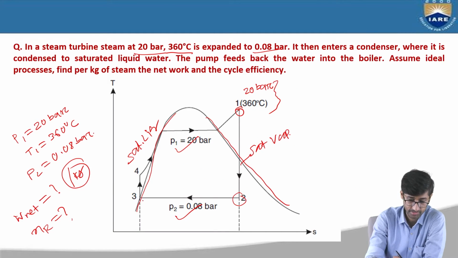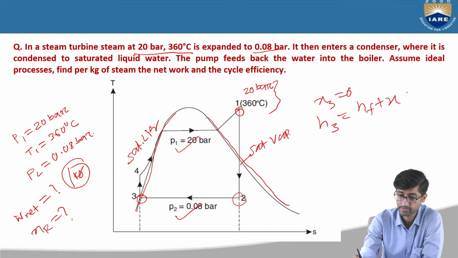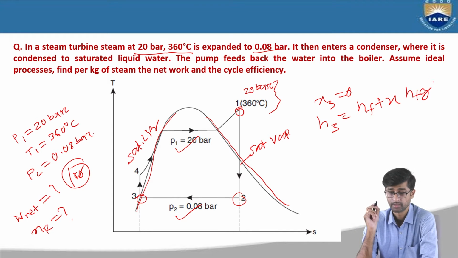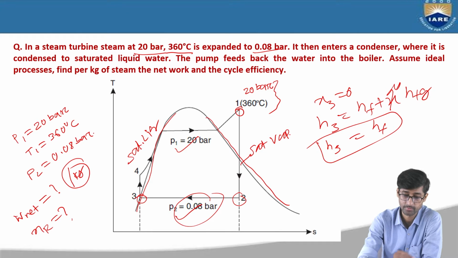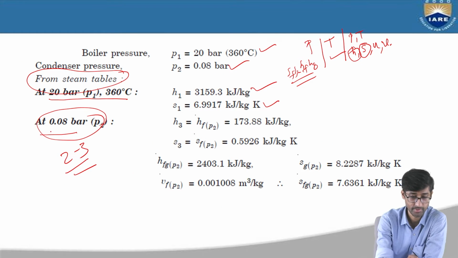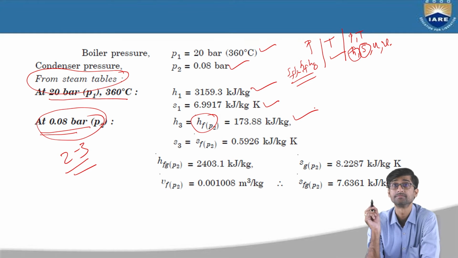If you see this diagram, these points will be here, where the dryness fraction is equal to 0. Now, what is H3 here? H3 is HF plus X into HFG, correct? If the dryness fraction is 0, that becomes HF. So H3 becomes HF, at what pressure? 0.08 bar. So from the steam table at pressure 0.08 bar, the value of HF becomes H3, right?